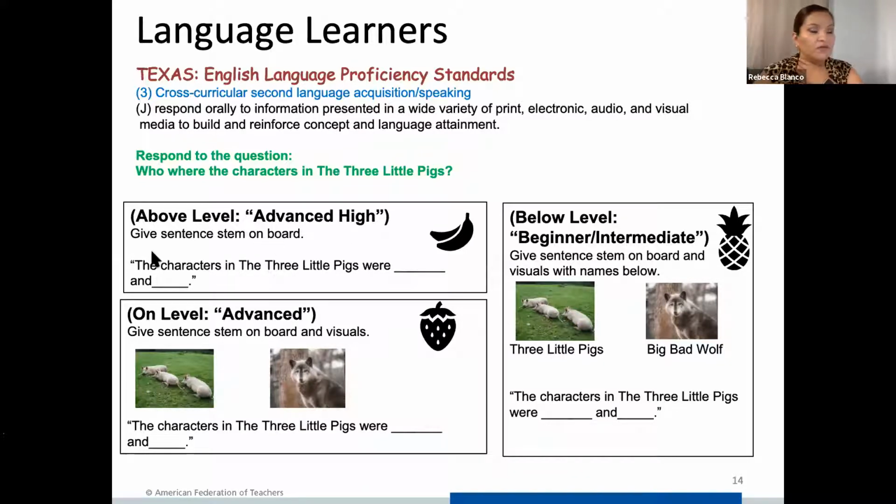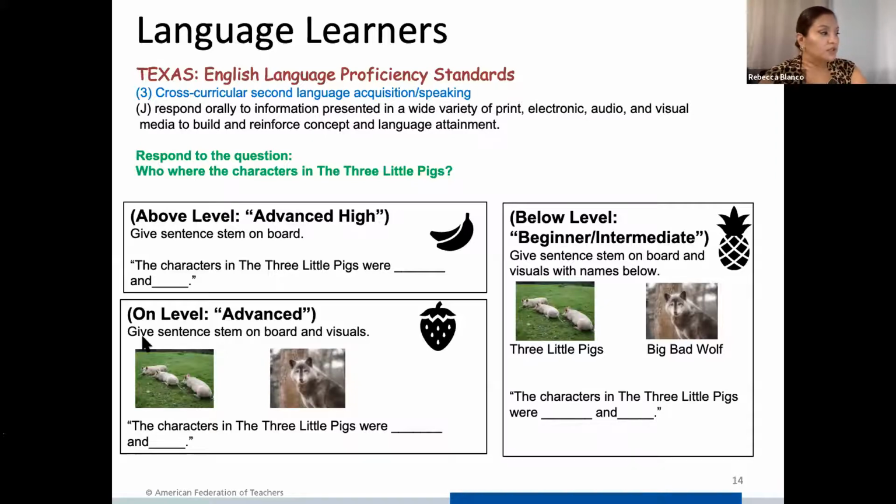And if you notice, there are no visuals here. You're just asking them, hey, who were the characters in the Three Little Pigs? And if you give them the sentence stem, they're able to read it and they're able to think through it without any visual aids. So if we go to on level, right, if you notice, I've kind of added what we would code them as when we're doing TELPAS. So an above level would be an advanced high, and advanced would be on level, right?